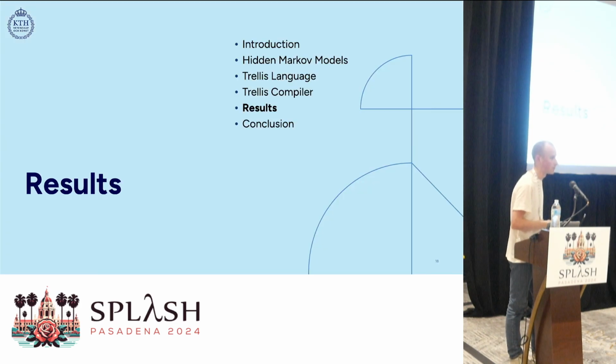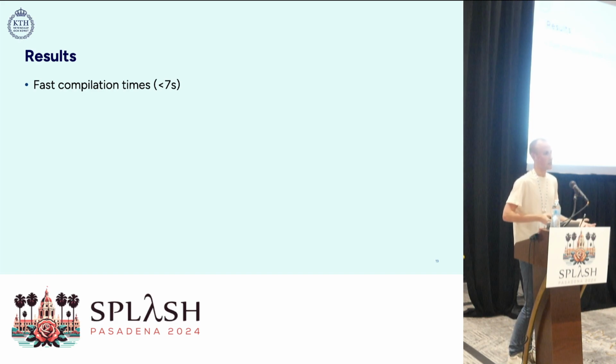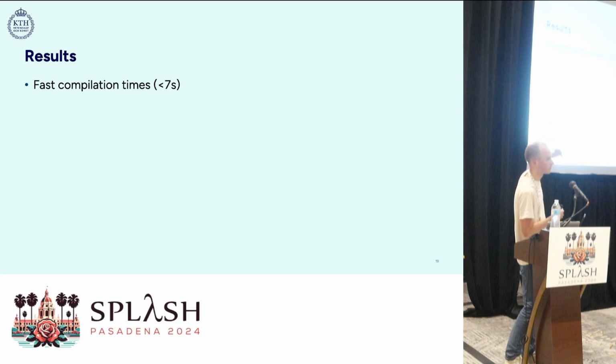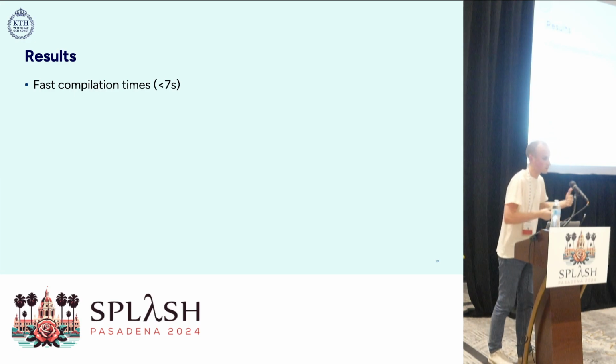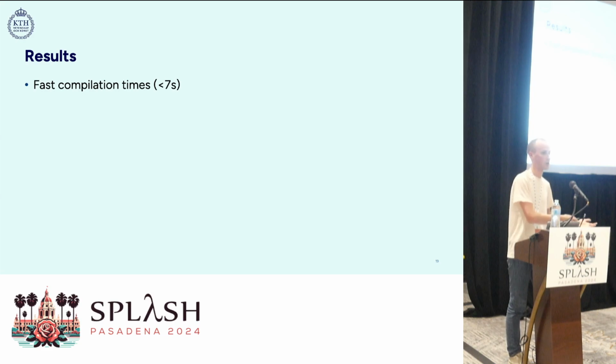So let's look at some of the results. First, I want to point out the compilation times of Trellis. It's really fast. It takes less than 7 seconds for all the benchmarks we had. And this includes a case where we pre-compute the predecessors at compile time with the quadratic time approach on a model with more than 200,000 states. It also includes the time needed to compile the CUDA code. So compilation times are very fast. I just want to mention this because previous work doesn't need to be compiled.